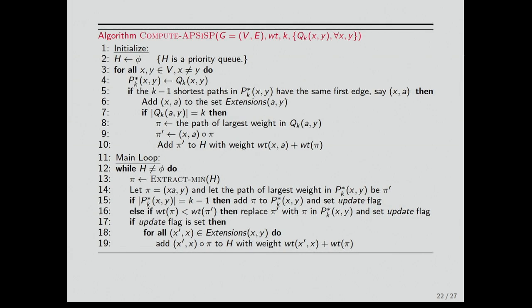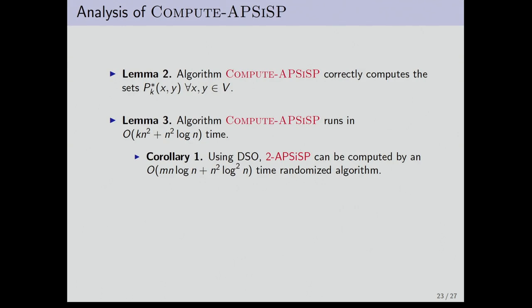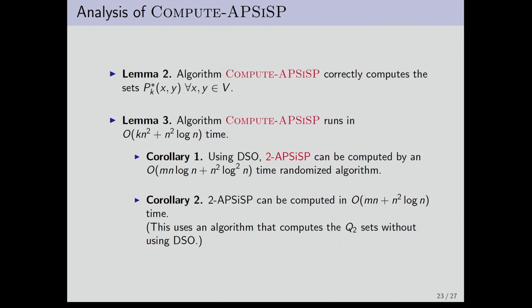Here's the entire algorithm. It's a very simple algorithm in the sense it just uses a priority queue, and you don't even need a Dijkstra. You don't even need a Fibonacci heap. A binary heap suffices. And we can show that if you just put these paths in there and do this structured type of extraction, examination, and deciding what to do with the path, it will correctly create the sets P star, and its running time is easily seen to be kn squared plus n squared log n, and so that gives O tilde mn for DSO.